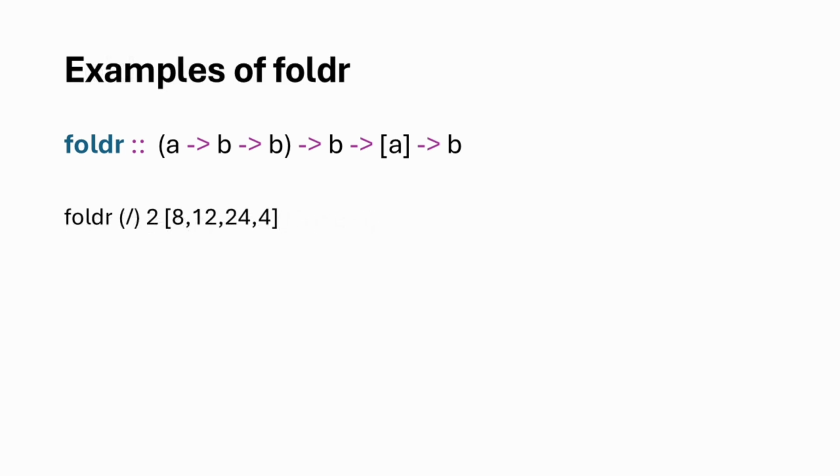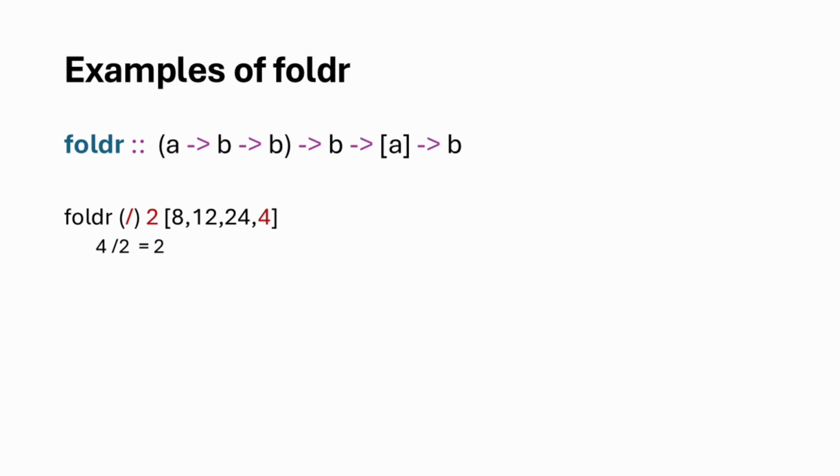Let's take a look at an example here as well. We feed the first argument the division function, the second argument the value 2, and the third argument a list with values 8, 12, 24, and 4. We then do the same as before, but now we start with the last item in the list instead. We take this last item, which is 4 in this case, and we apply the function to this value and the value of the second argument, which is 2 here. So we divide 4 by 2. This gives us the result 2.